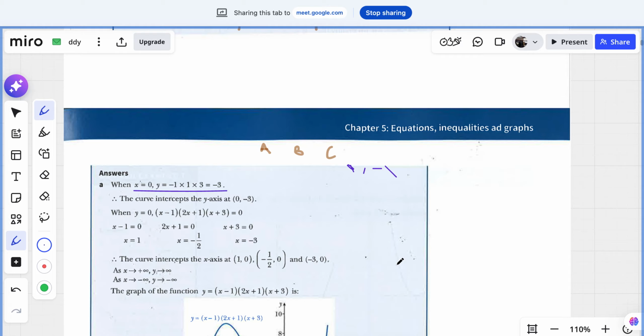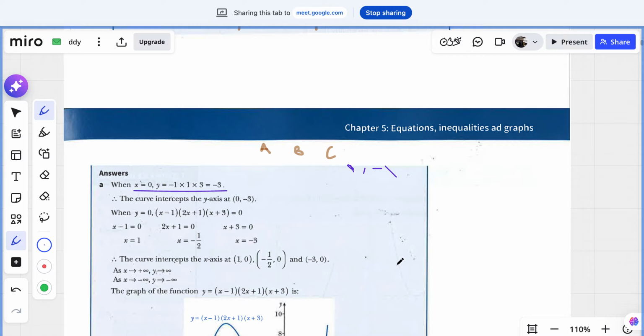We only assumed x is 0 just now, and we identified the location. When x is 0, we put it on our graph paper. We put that point there, because we're going to sketch this graph. Assume this graph does not exist. X is 0, y is -3. So we put that point there on our graph paper.